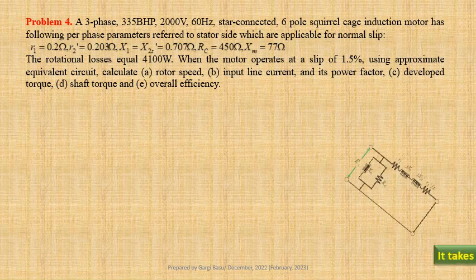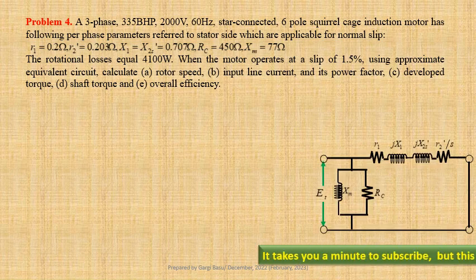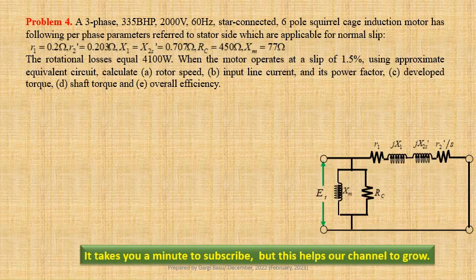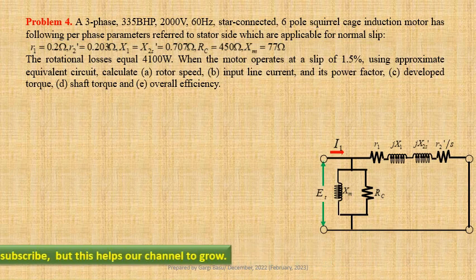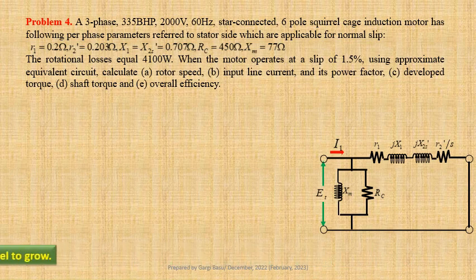1.5% using approximate equivalent circuit, we have to determine rotor speed, input line current and its power factor, developed torque, shaft torque, and overall efficiency. Let us first write down the given data.